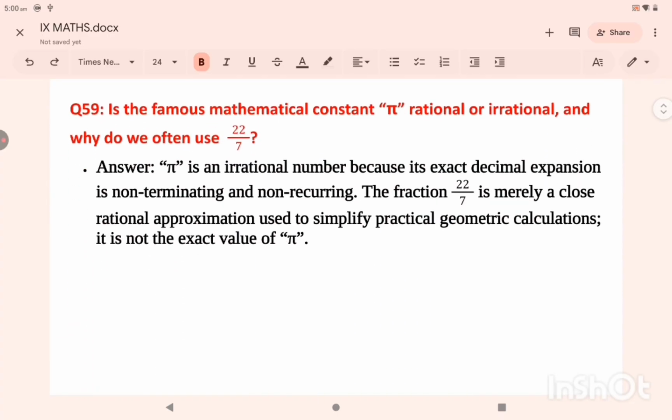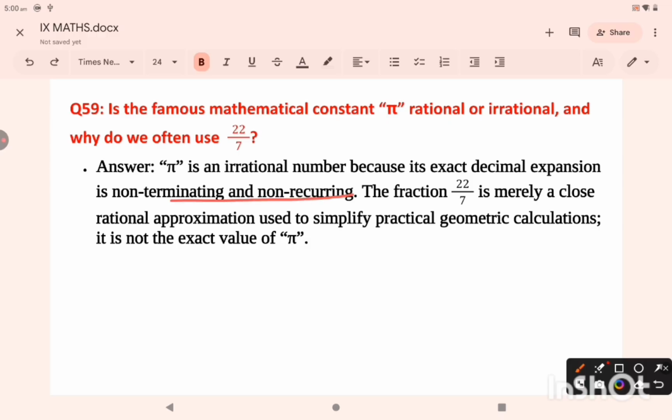Next one. Is the famous mathematical constant pi rational or irrational, and why do we often use 22/7? Pi is an irrational number because its exact decimal expansion is non-terminating, non-recurring. The fraction 22/7 is merely a close rational approximation used to simplify practical geometrical calculations. It is not the exact value of pi.